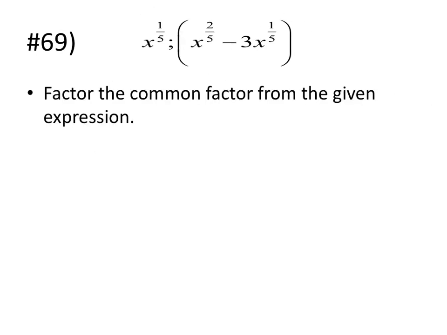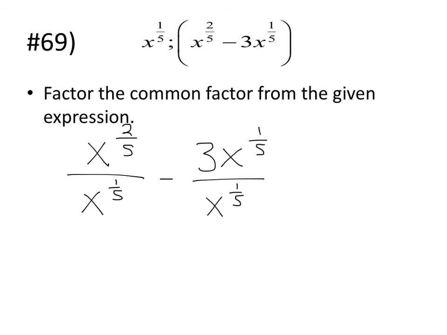Alright. Factor the common factor from the given expression. Okay, so they want us to factor an x to the 1/5 out of both of these. So what that means is we're going to be dividing. So what we're going to do is we're going to do x to the 2/5 over x to the 1/5 minus 3x to the 1/5 over x to the 1/5. Because when you're factoring, you divide. So these actually cancel each other out, so that's easy.